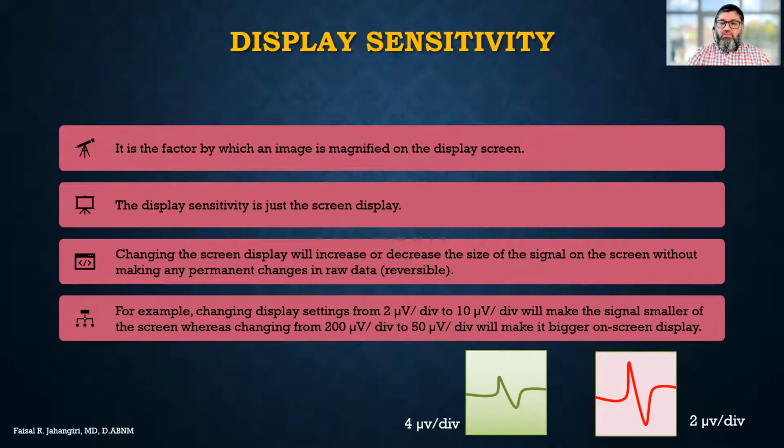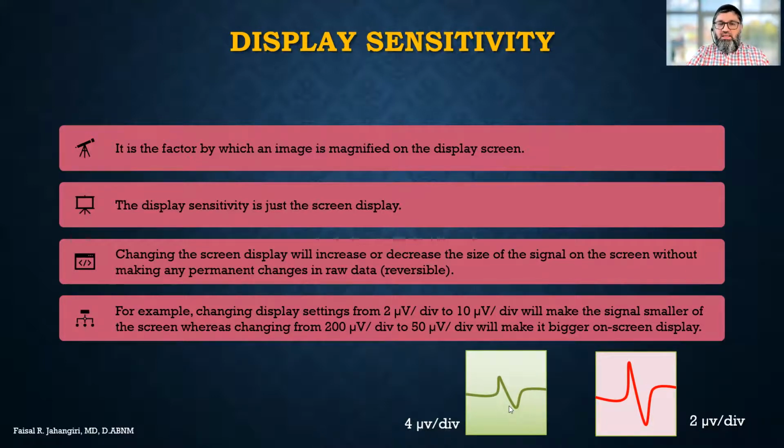So if the signal is 2 microvolt in size and your display is 4 microvolt per division, that means the whole division is 4 microvolt. So the signal takes only half of that area, which is green. If you change the display to 2 microvolt per division, the signal will not change, but because the division is now 2 microvolt in amplitude, the 2 microvolt signal will take the whole box. So it will become bigger.